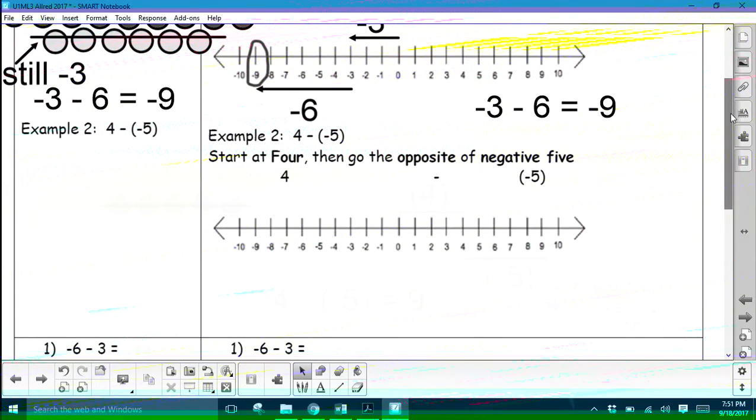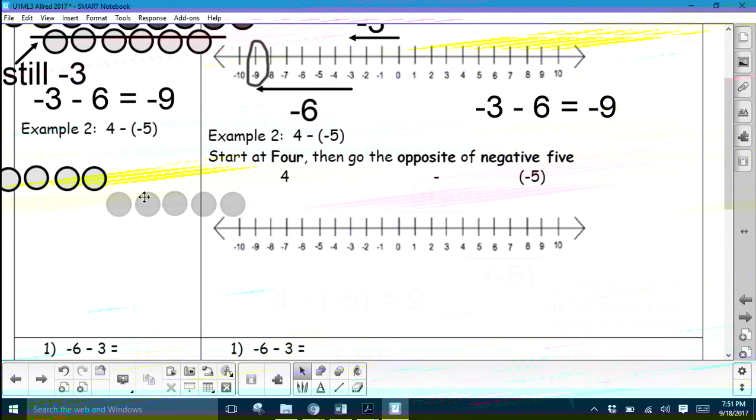Okay? Similar math problem, we're going to do +4 minus -5. So we're going to start with +4 chips, and it wants us to take away the -5 chips. Just like before, we don't have -5 chips, so we can throw them up there. Here's the -5 chips.